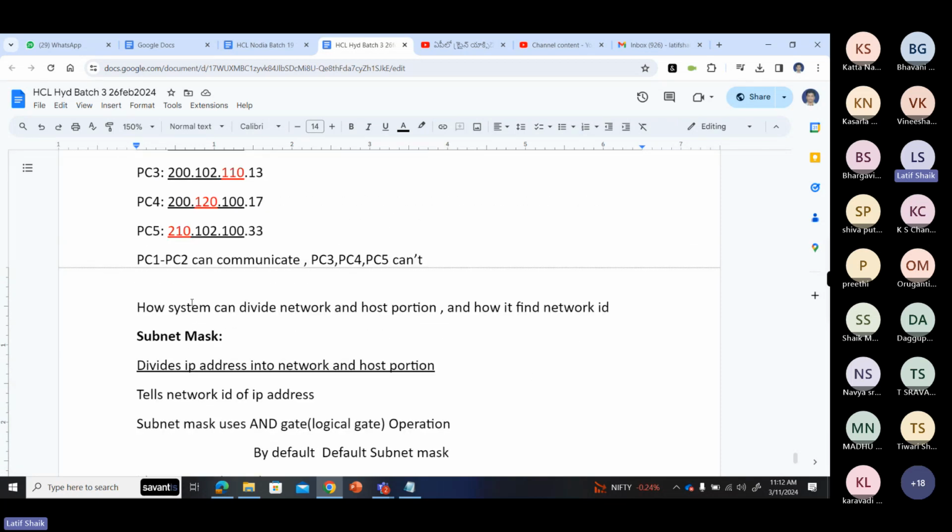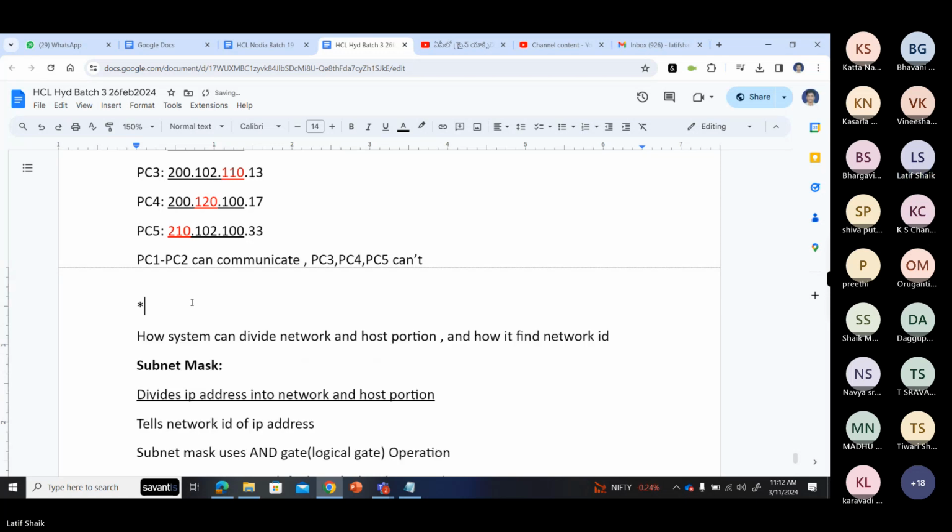So here I'll write that point: the host portion should not be the same in the same network. Should not be the same means, as it is, should not be the same. Not one difference is allowed, and more difference is also allowed. But same to same is not.